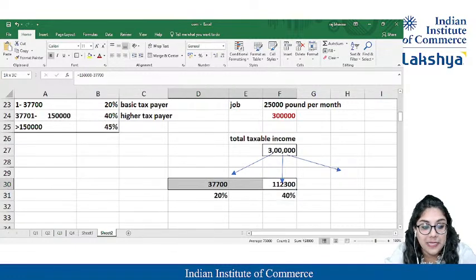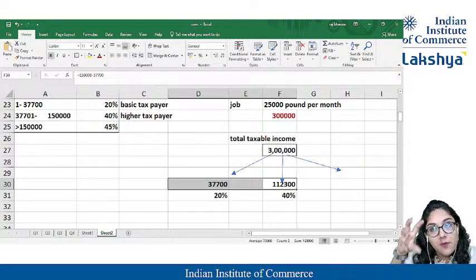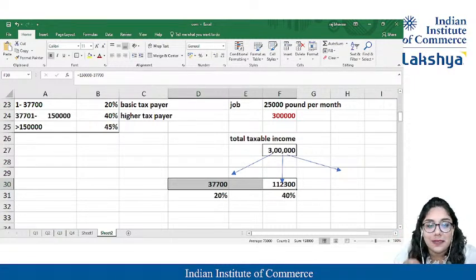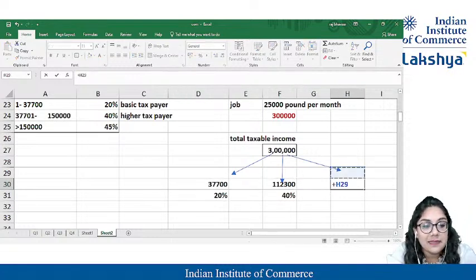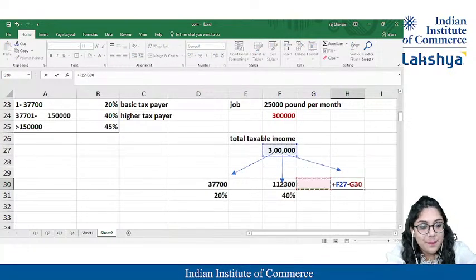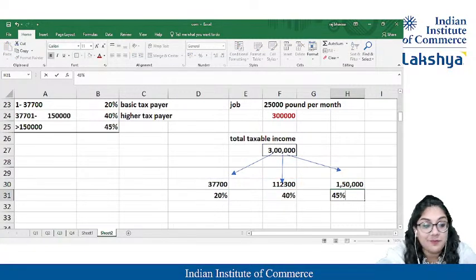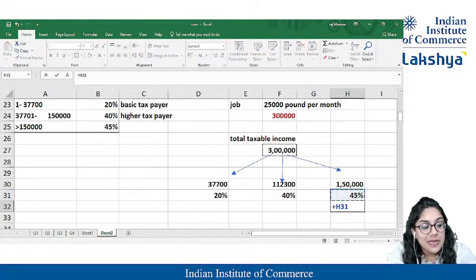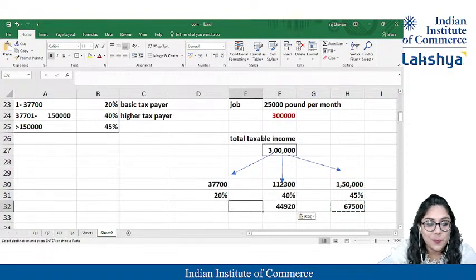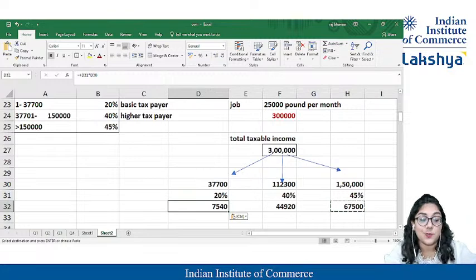So if you guys take the total, it will be 1,50,000. So out of 3 lakhs, you have already paid tax for 150. For the remaining amount, that is 3 lakhs minus this, you are supposed to pay 45% tax. So now if you multiply this, you will get the amount on which the taxes are to be paid.